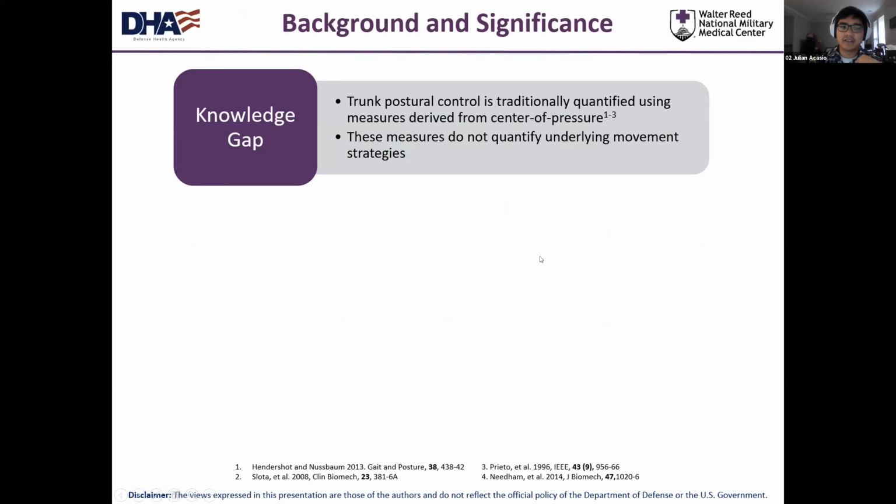So unstable sitting is commonly used to assess trunk postural control in isolation, as it can eliminate the influences of the upper and lower extremities. Traditionally, it's quantified using measures derived from the center of pressure, and these are great at quantifying overall task performance. They don't tell us a whole lot about the underlying movement strategies used to maintain trunk postural control, which can be important in identifying risk factors for injury.